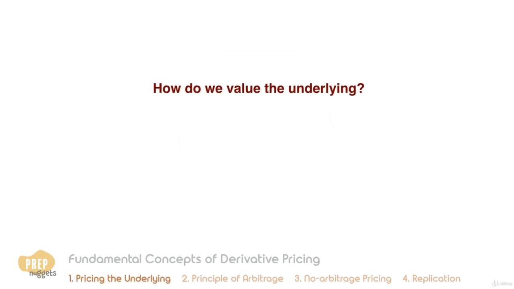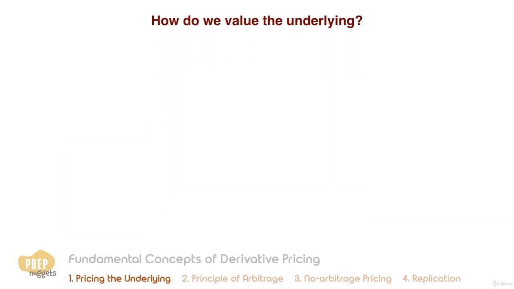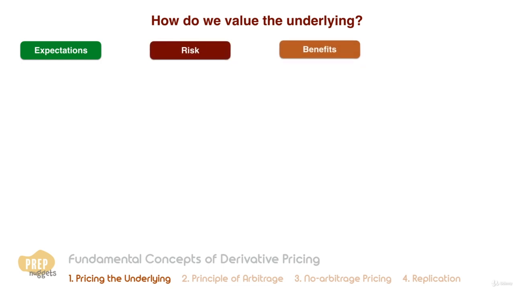Although the specifics of pricing the various underlyings can differ, all of them are based on these four factors: expectations, risk, and the benefits and costs of holding a specific underlying. Let's examine each of these factors.